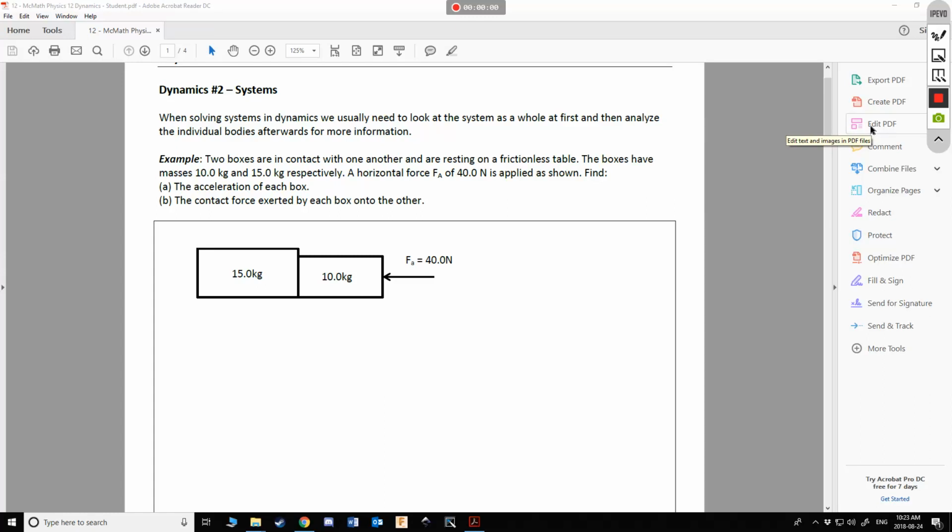So last day we saw when we have a single object and forces acting on it, it's going to accelerate. But now we're going to look at more complicated types of questions, what we call systems, when we have two objects interacting with each other. So for this one we have a 15 kilogram block and a 10 kilogram block and a 40 Newton force pushing to the left.